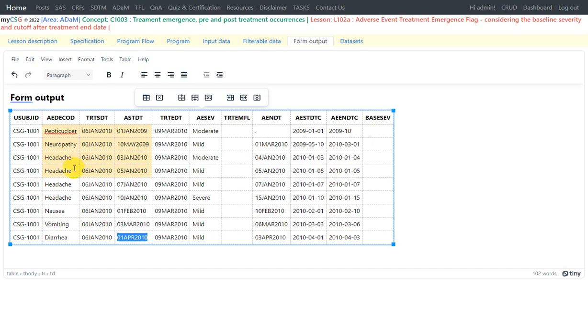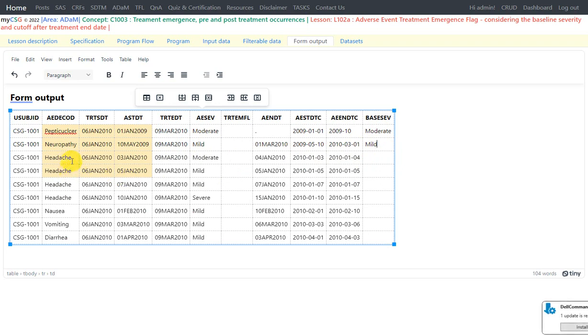Maximum severity prior to treatment. Let us try to fill it in a variable called base shape. For peptic ulcer, there is only one instance during the pre-treatment period and the severity is moderate. That will become the baseline severity of peptic ulcer for this subject. And neuropathy, there is only one instance and the severity on that record is mild, so that will become the maximum severity which we are populating in base shape.